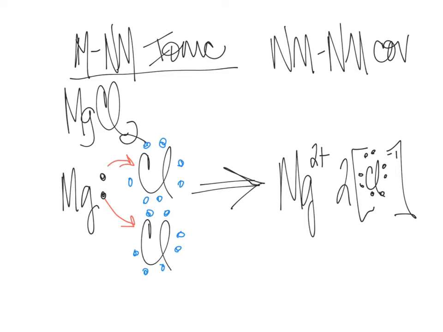Now, in order to do a covalent, let's say I have something like BF3. That would be boron trifluoride. Boron is actually right on the edge between metal and non-metal. It's a semi-metal, so in this case, it's a semi-metal and a non-metal. The first step would be to draw the Lewis structure.